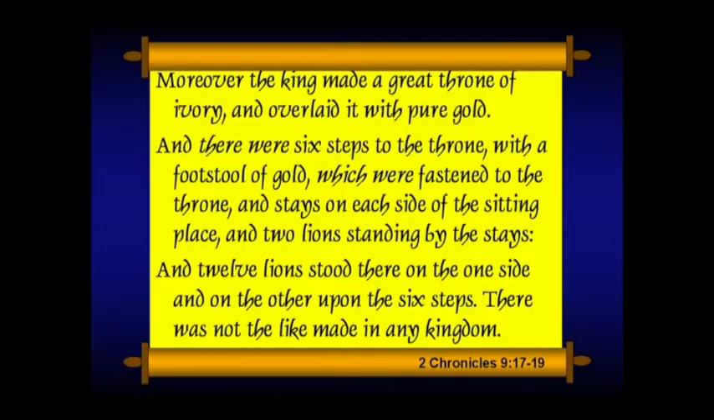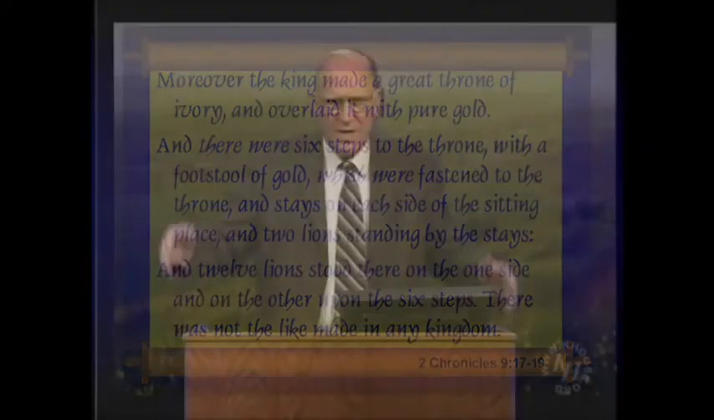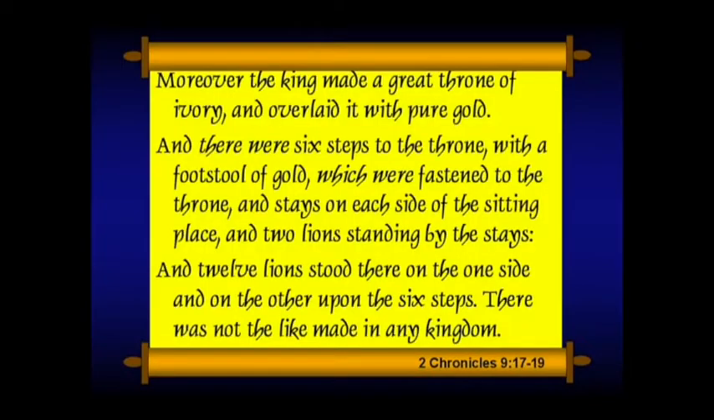And 12 lions stood there on one side and on the other upon the 6 steps. In other words, you've got a lion on each side of the 6 steps. You got 12 lions, but there's 6 here and 6 there. 6 lions on the left, 6 lions on the right, 6 steps. You got 6, 6, and 6 again. How interesting. There was not the like made in any kingdom, I can imagine.